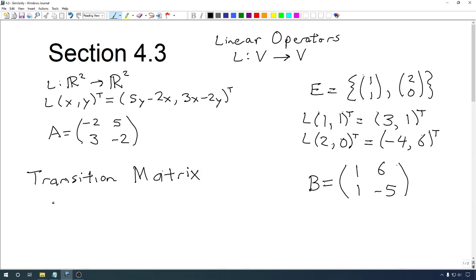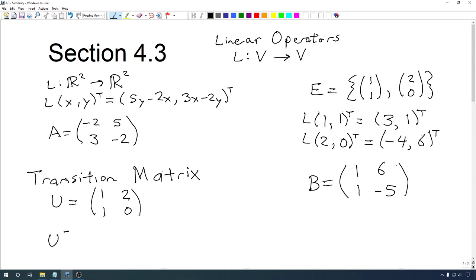So we're going to look at a transition matrix, and just going along with the way the book is doing it for the first examples, we're going to use the letter U. This is going to be a transition matrix specifically from E back to the standard basis, because that's a little easier to find right off the bat. All we really need to do is take the vectors in E and use those for our columns. The transition matrix from E to the standard basis has first column 1, 1, second column 2, 0.